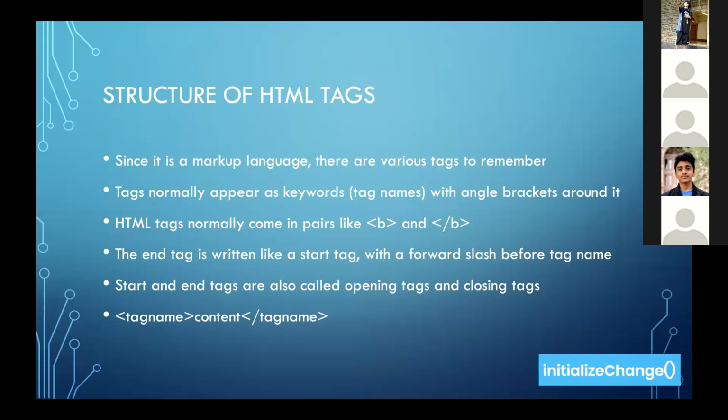The end tag is written just like the start tag, except there will be a forward slash before the tag name. The start and end tags are also called opening tags and closing tags. So if you see the bottom example that we provided, it's always going to be, for the most part, tag name, then content, and then forward slash tag name. Sometimes it could also just be one tag name, and that's only for specific types of things like images and stuff like that.